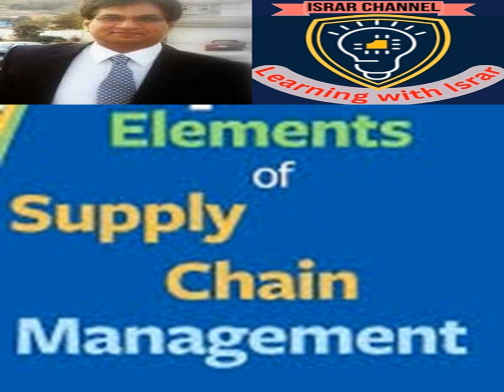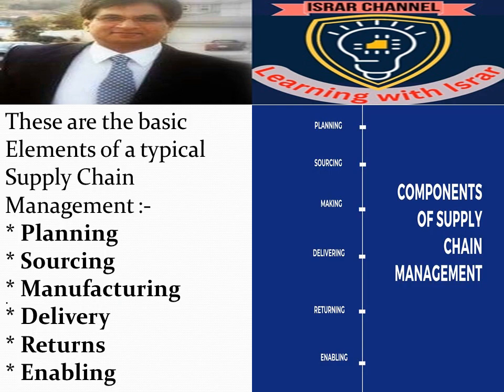So, to understand it better, we can divide this process into five basic elements. These are the basic elements of supply chain management, which you can see on the slide. That is planning, sourcing, manufacturing, delivery, returns, and then enabling. So, in this presentation, we are going to talk about these elements one by one.